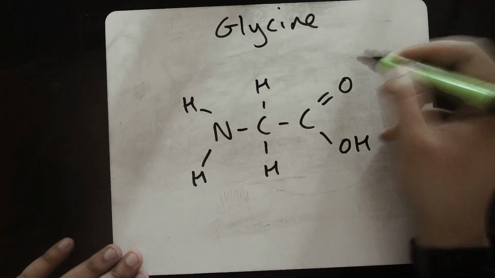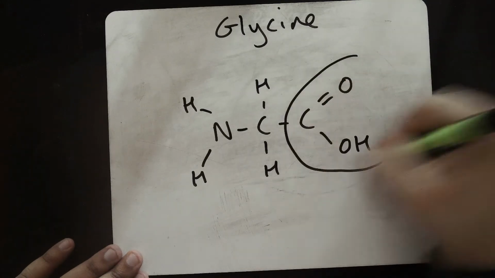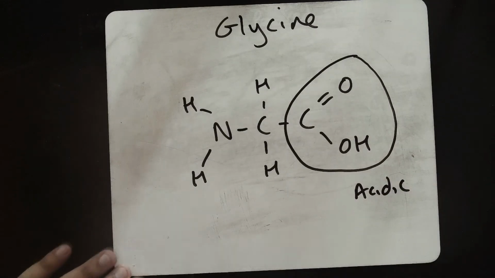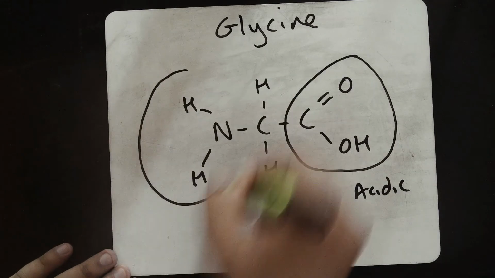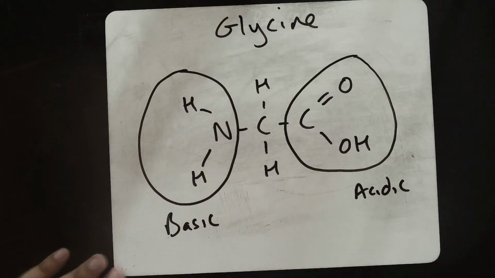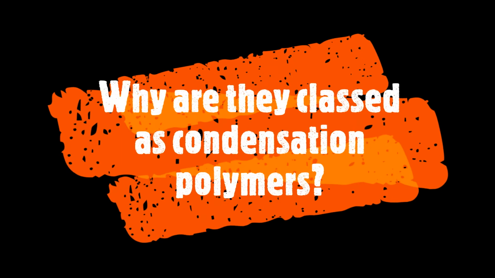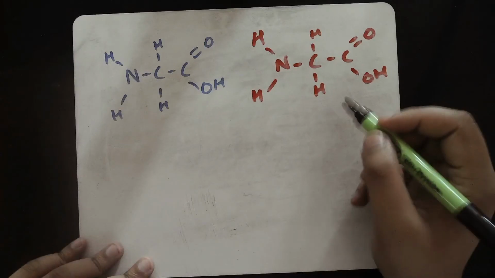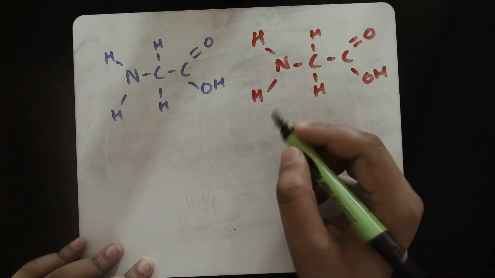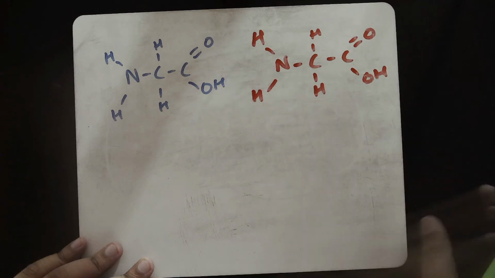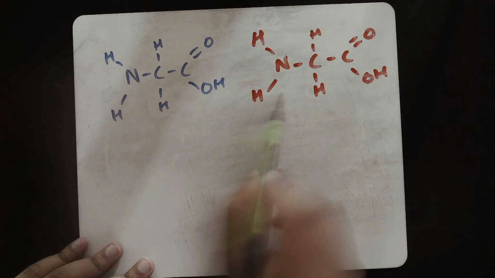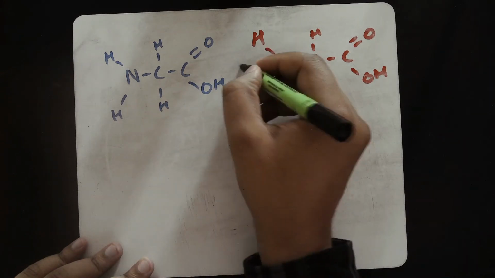Two ends of it. The first end we need to look at here is an acidic side. On the other end we have our basic side. So it's a well balanced structure. Polypeptides are many peptides joined together. We call these condensation polymers because they form water as one of the products when they're joined together. So the easiest way we can join these two glycine molecules is by removing the water here.